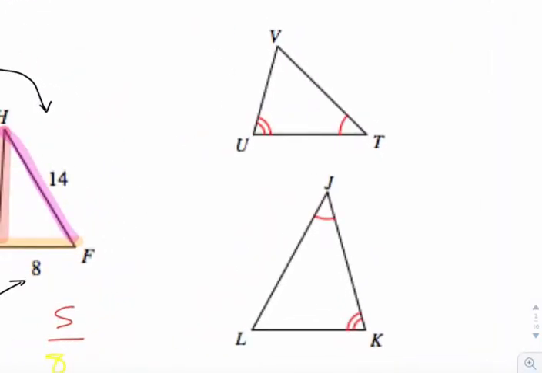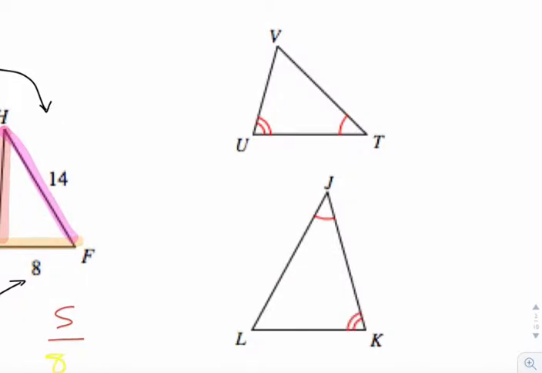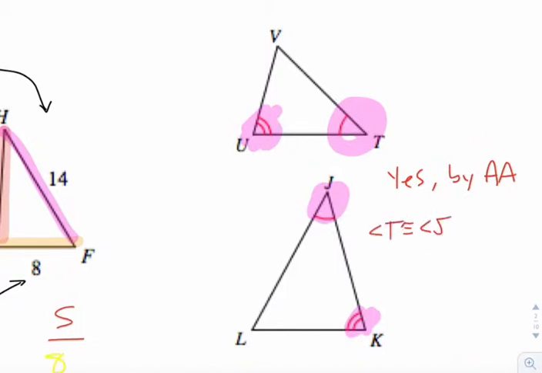This one we have no numbers, so what we have to do is try to find either, well, we could even find side-angle-side. So what we hope is that it's going to match angle-angle, which it does, because you have this angle right here. You see it marked with a single arc marking. That indicates that it's congruent to J, and then you have U that's congruent to K. And so yes, this does meet angle-angle similarity, because angle T is congruent to angle J, and angle U is congruent to angle K.